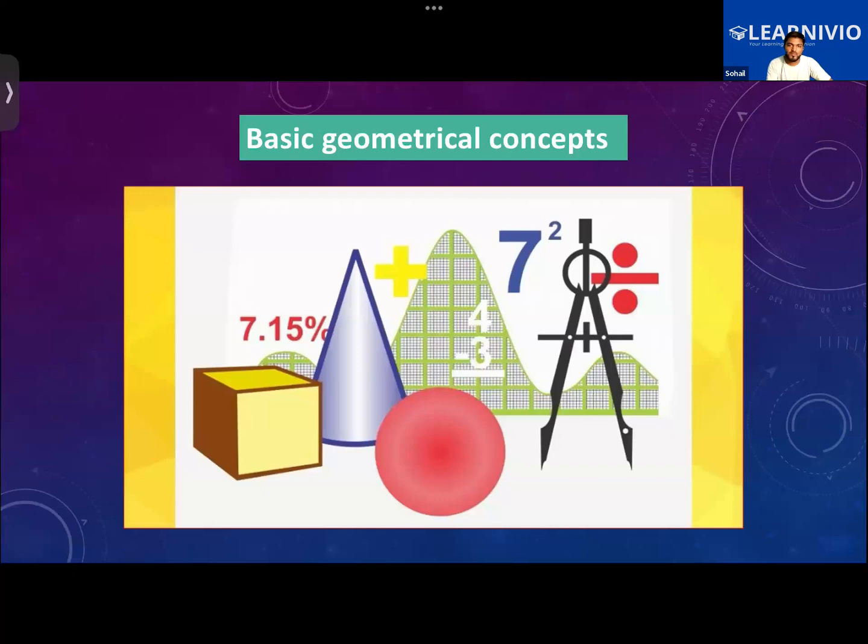17 sevens are 119, 17 eights are 136, 17 nines are 153. Okay. You are going to memorize the table of 17 once again. You haven't memorized it properly.